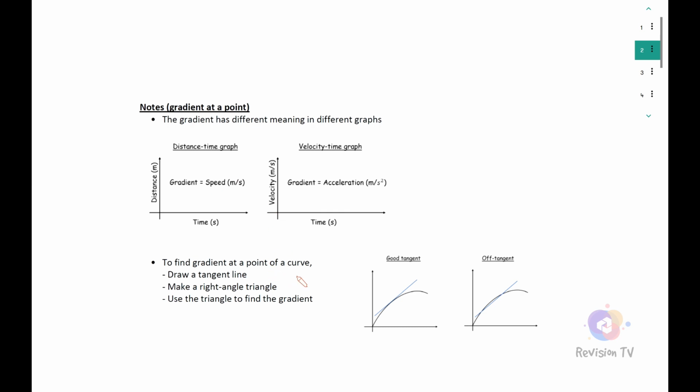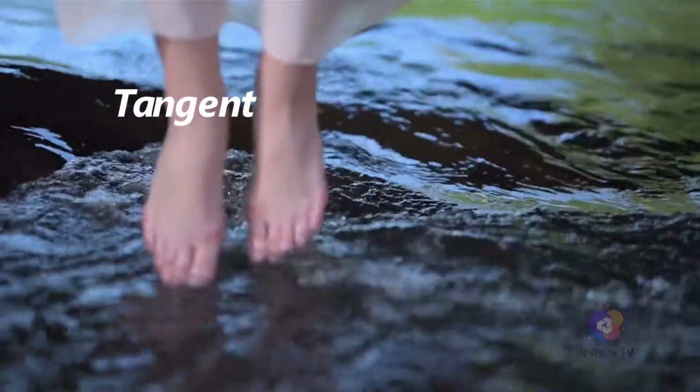Next bit, to find a gradient at a point on a curve, follow these 3 steps. First of all, draw a tangent line on the point. Now, a tangent means a straight line passing through that point, touching the graph exactly once on that point. So this is a good tangent. This is an off tangent, pun intended. Get it? Well, this is not a good tangent, it's an off tangent because it's passing through the graph twice and also it's not touching the point that we need. So a tangent is a straight line that passes through the curve exactly once. Like in a swimming pool, or very cold water, you just dip your toe in there and then take it out. It's like that.